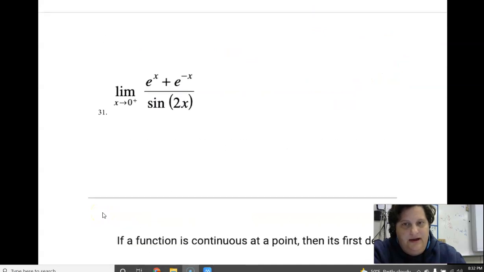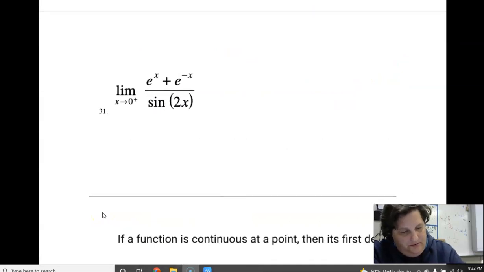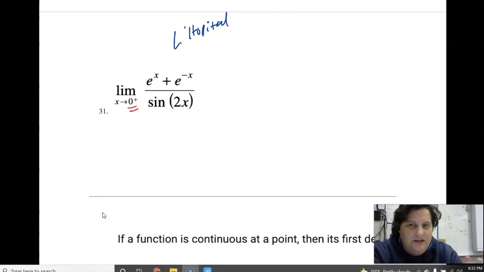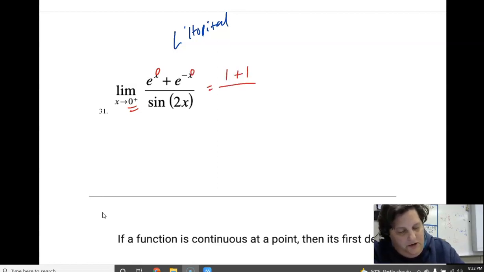And let's go ahead and do one more. Let's go ahead and do number 39 or 31, just so that this section will end with another L'Hopital. All right, if I try to plug in 0, now the fact that it says from the right, you know, that doesn't really matter unless there's an asymptote. I'm still going to do L'Hopital. e to the 0 plus e to the 0 is 1 plus 1 over 0. So this is 2 over 0.